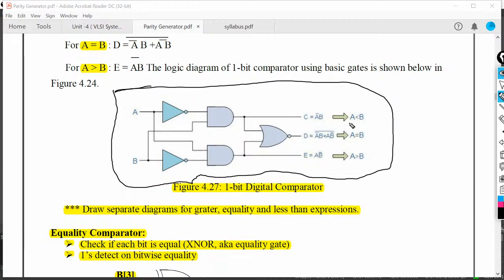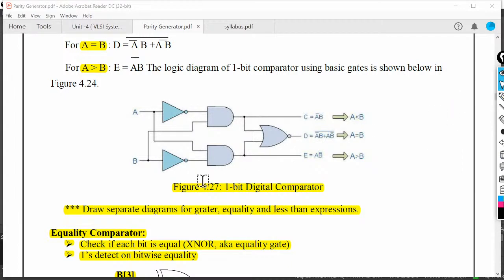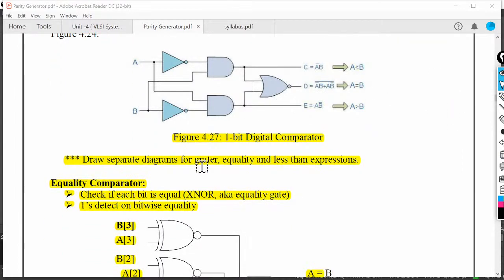Here the first output represents the condition for A is less than B, the second one represents the condition for A equal to B, and the third one represents the condition for A is greater than B. It means that if you want to make a simple one bit digital comparator, how many gates are required? We require two NOT gates, two AND gates, and one NOR gate for the implementation of the gate level design of a one bit comparator.